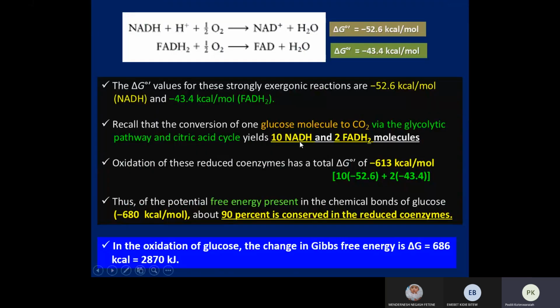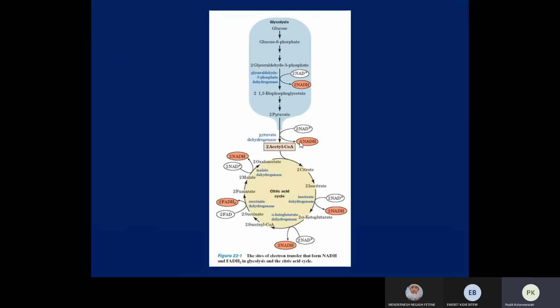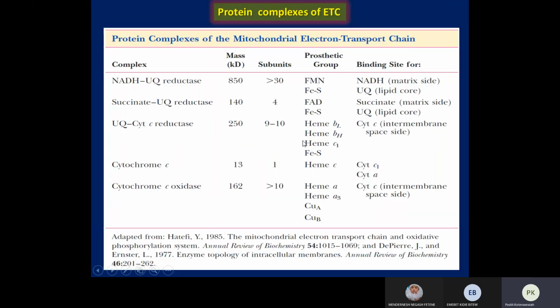So during this translocation, when the electrons are transferred from NADH and FADH2 to the molecular oxygen, a proton gradient is generated, and that proton gradient is in turn used for the synthesis of ATP by ATP synthase. And these are the 4 complexes, as I already said: complex 1 NADH-Q reductase, complex 2 succinate-Q reductase, complex 3 cytochrome C reductase, and complex 4 cytochrome C oxidase.